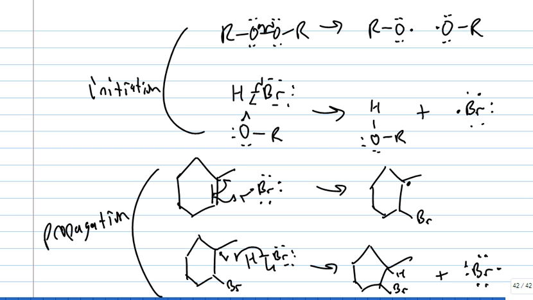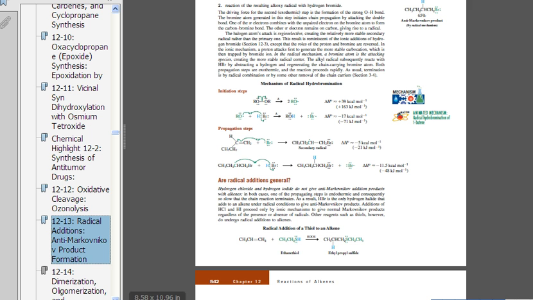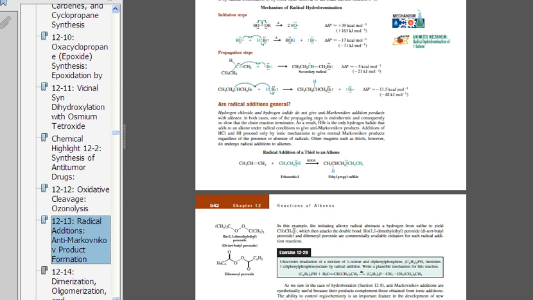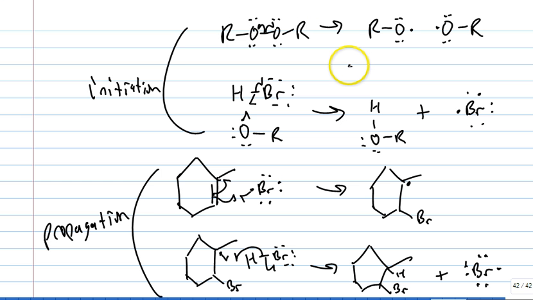Last is a termination step, but do you have to know the termination step? I don't remember doing anything with it. Is it to get rid of the Br dot? Exactly. No, it looks like you don't have to. Okay. So overall, this is your final product, which means it's anti-Markovnikov.